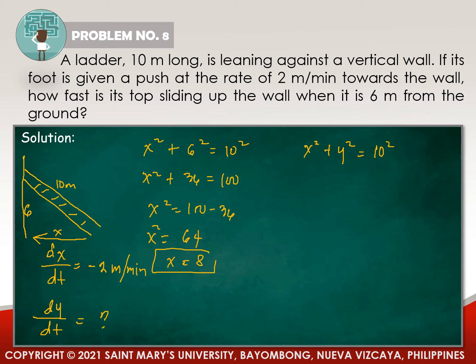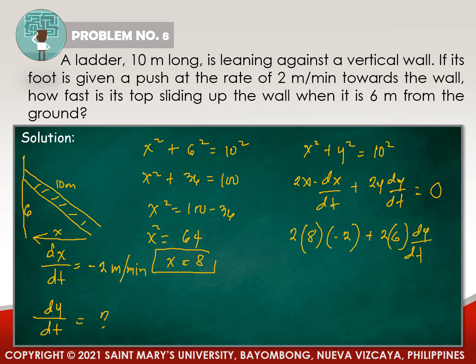Get the derivative of this. So, we have 2x times dx over dt. Derivative of y squared is 2y times dy over dt. Then, constant 0. By substitution lang, so we have 2 times the value of x, which is 8, times dx over dt, which is negative 2, plus 2 times the value of y, which is 6, times dy over dt. Yan yung hinahanap. So, 2 times 8 times negative 2 is negative 32 plus 12 dy over dt equals 0.